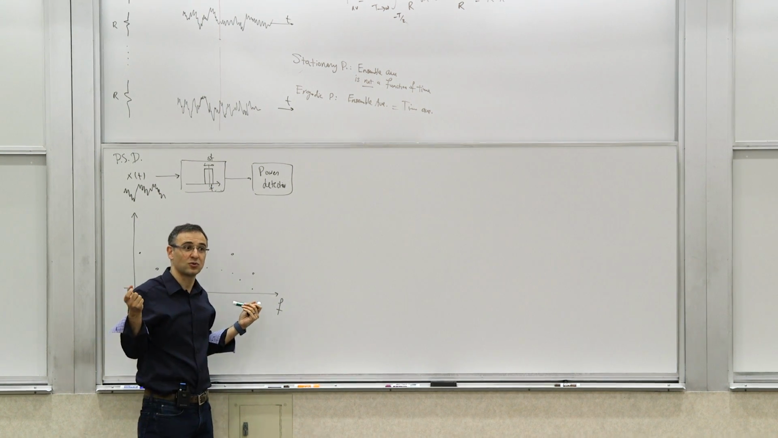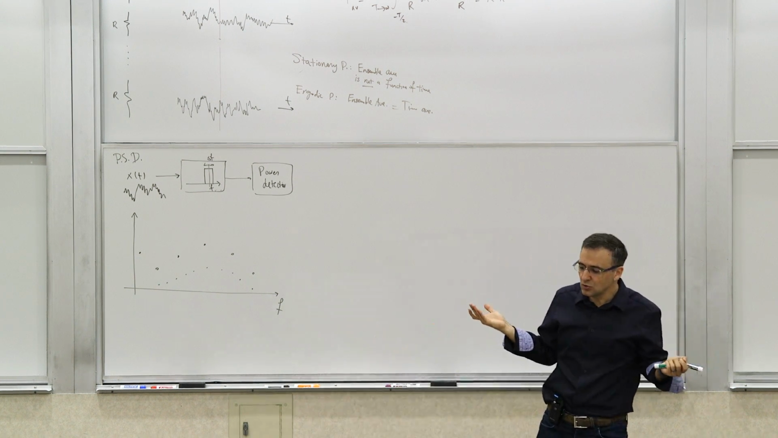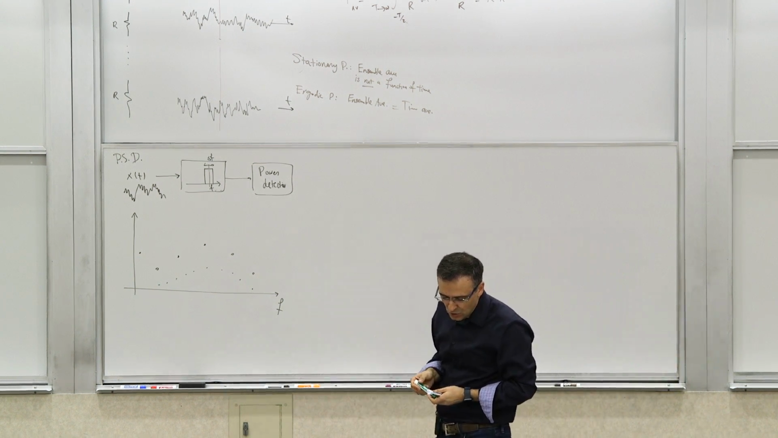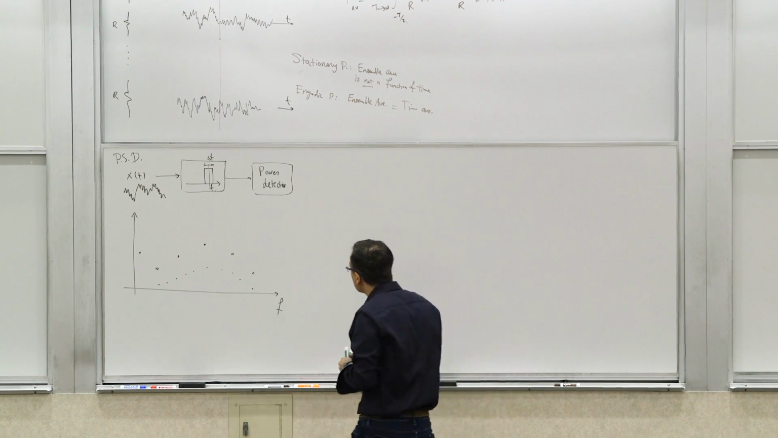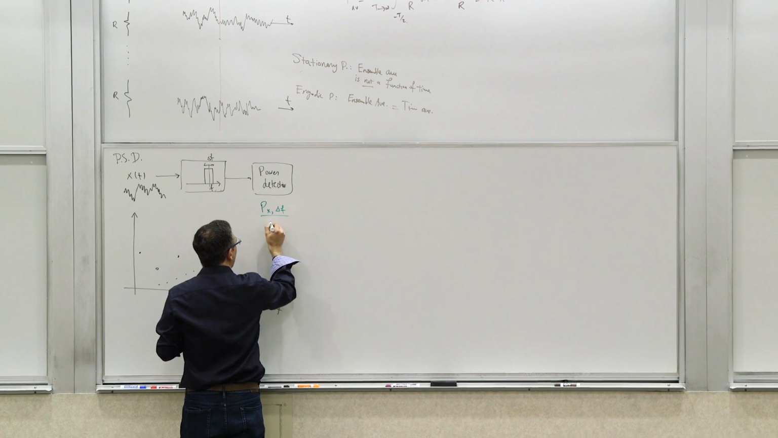Now, if you just take delta f to 0, you're going to get 0 power. So what you need to do is normalize it. You can say, OK, what I'm going to measure is going to be Px at delta f normalized by delta f.